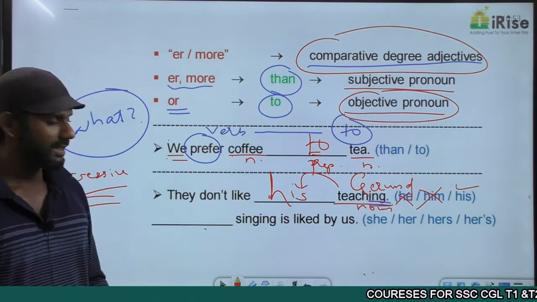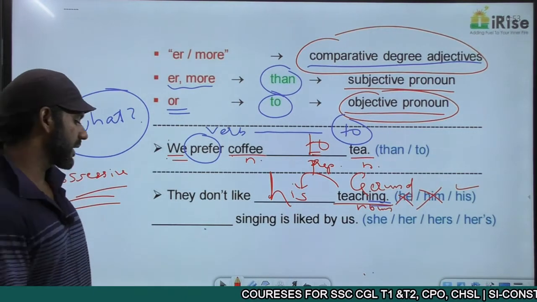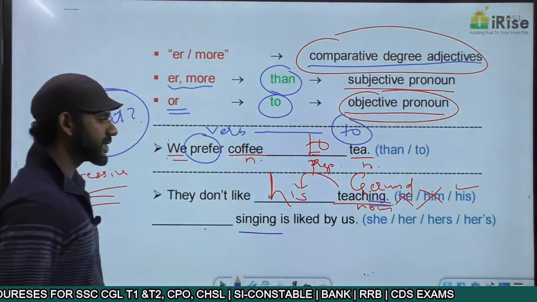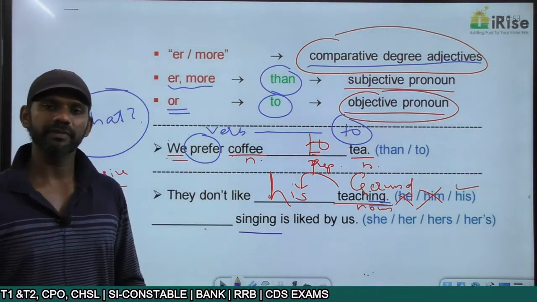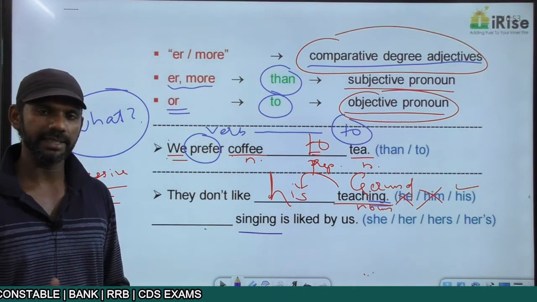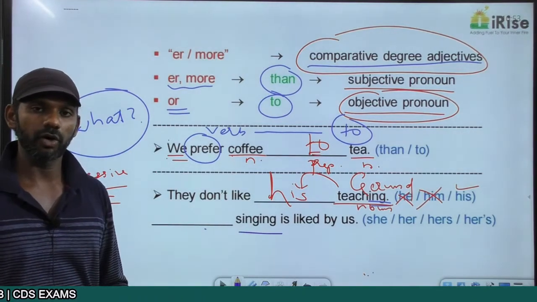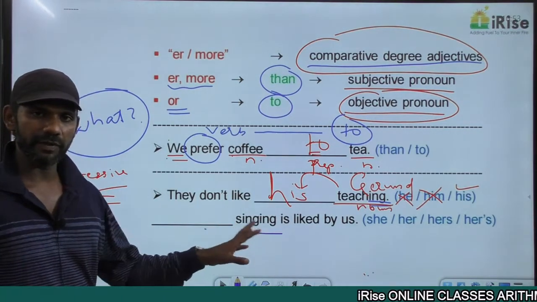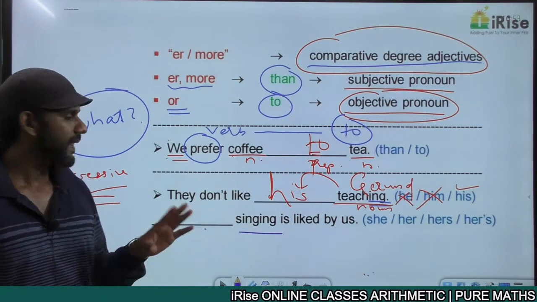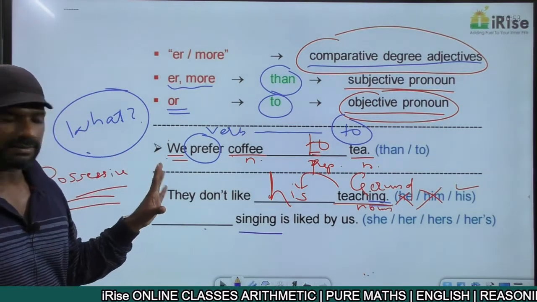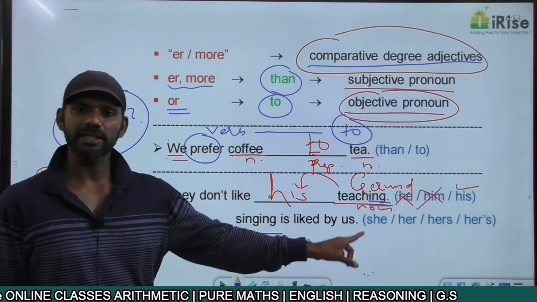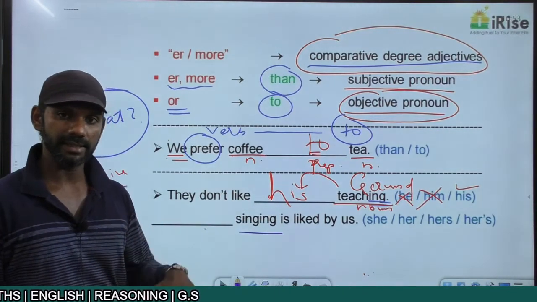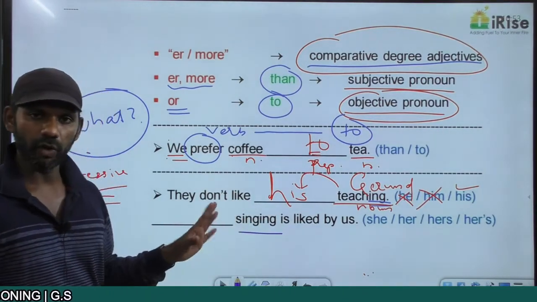The next one. Dash singing is liked by us. Singing is an ing word. If it is a verb, there will be an auxiliary verb in front of it, like is singing, are singing, am singing, was singing, were singing, etc. There is no auxiliary verb in front of singing. Singing is not a verb here. Now asking the question what? What is liked by us? Singing. The answer is singing. We're getting the answer to the question what as singing.